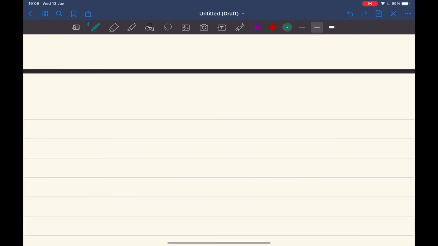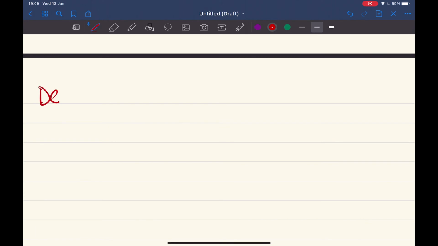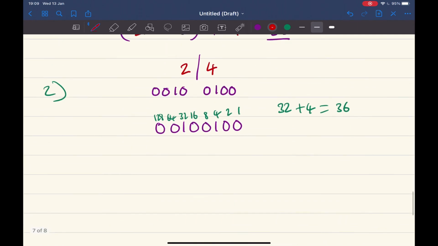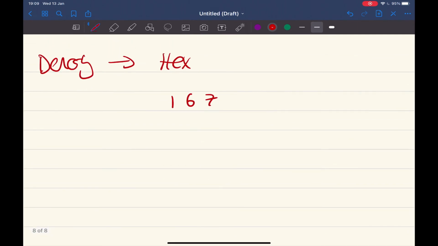The final bit now, what we'll have a look at, is converting from denary to hexadecimal. So let's say we have the number, let's go with 167. So one thing that we can do here is we can divide. So when we convert in the other way, we times. Well, the opposite of times is to divide. So what we can do is we can divide this number by 16.